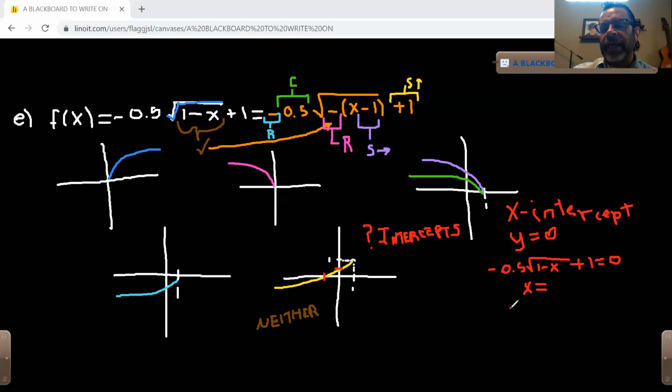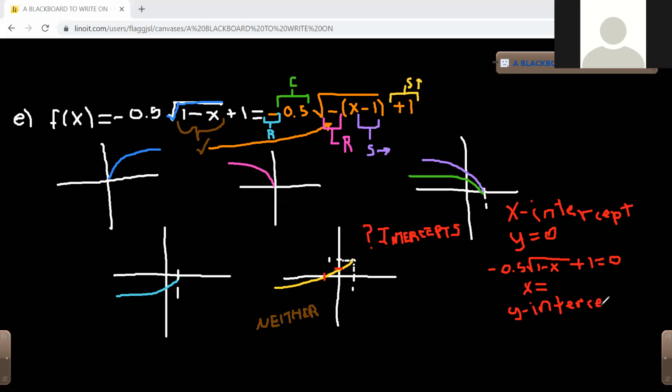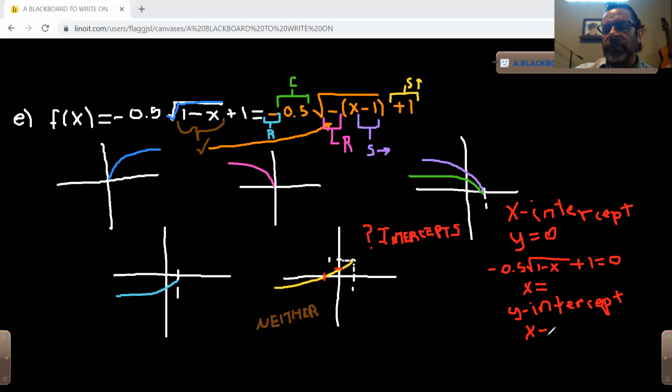To find the y-intercept, what would we need to do? Anybody? Substitute x with 0. Correct. Perfect, Alejandra. To find the y-intercept, we make x equal to 0, and if we do that, we find a value of y.